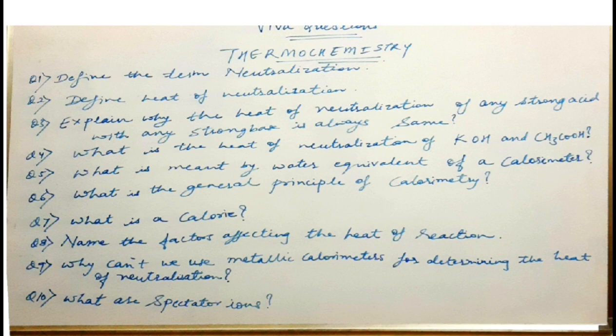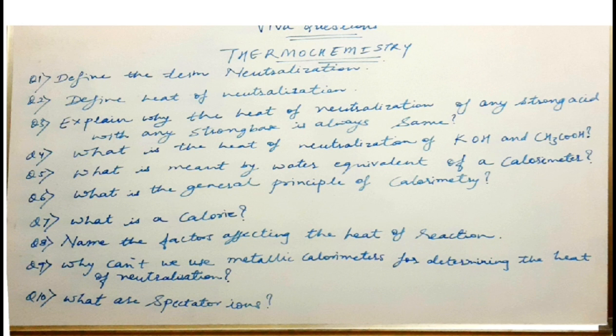The next is, what is a calorie? So calorie, we know it's a unit basically, but what it is exactly? It is the amount of heat energy which is required to raise the temperature of 1 gram of water through 1 degree Celsius. The next one is, name the factors affecting the heat of reaction. So in this category, you can go for 4 different factors. The first one is amount of reactants, then physical state of reactants and products, third temperature, and the pressure.